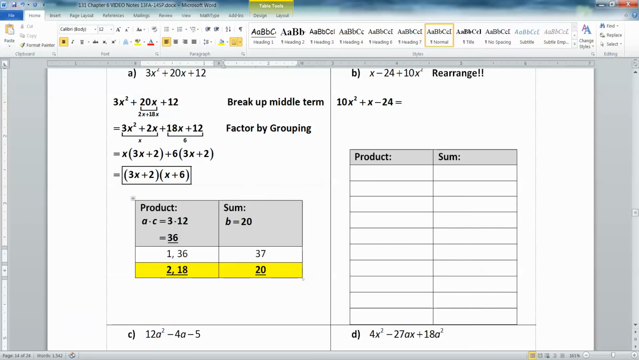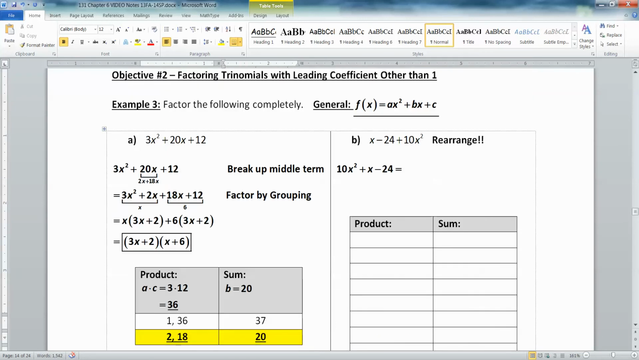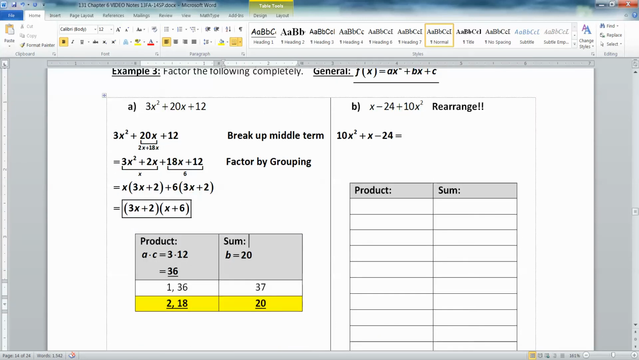Now, I know what you're thinking. You're thinking, well, what about if you could just see it? What if you could just figure it out that it was 3x plus 2 and x plus 6? To which I say, fine, go right ahead. You'd have to ask your instructor. I mean, if your instructor wants to show work, there's nothing really to show there.